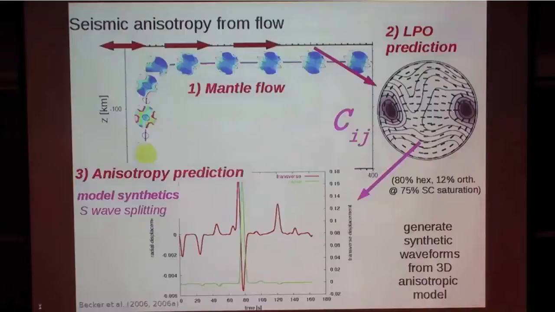And we can then take these flow models and use mineral physics models, such as the ones that Rudy Wenk has been developing, or others.